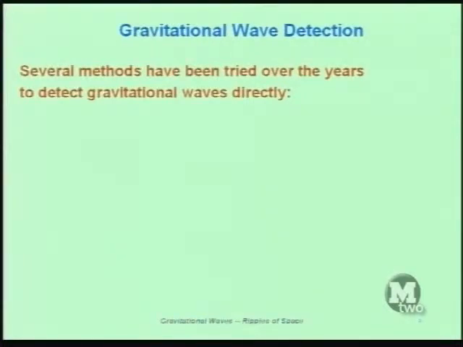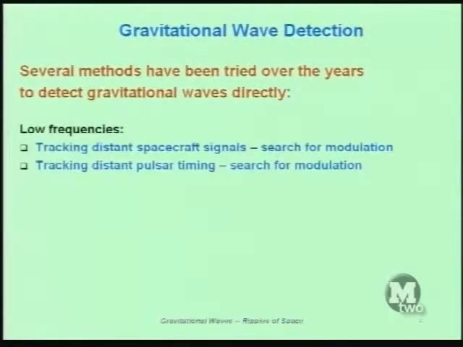Now, several methods have been tried over the years to detect gravitational waves directly. At low frequencies, one can monitor signals from spacecraft, going, for example, out of our solar system, and look at them over long periods of time, looking for modulations in those signals. You can also look at distant pulsars, which I talked about last week, which have these very periodic signals coming at us all the time. If you look at an array of those all over the sky, you might hope to see a little bit of a disturbance of the timing of those pulsars with respect to each other.